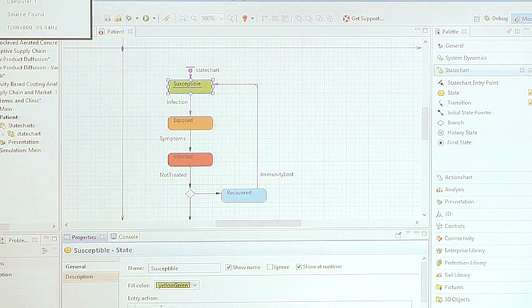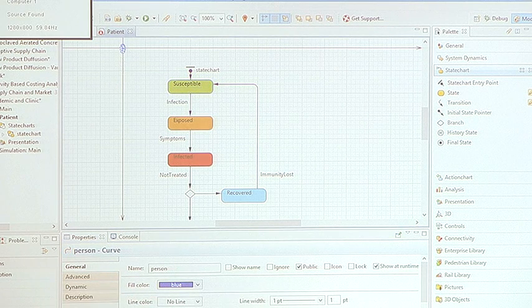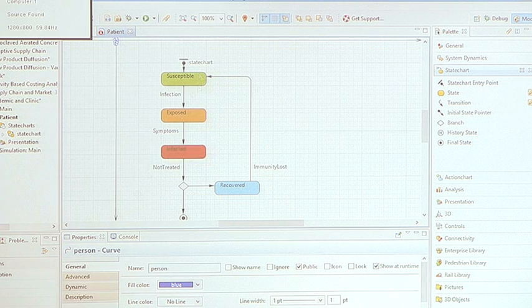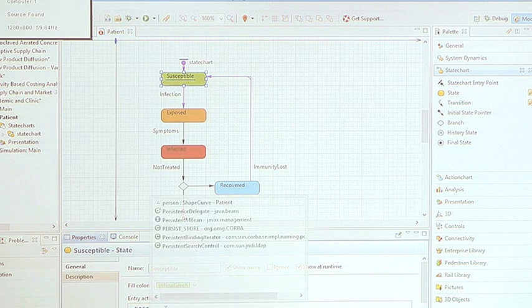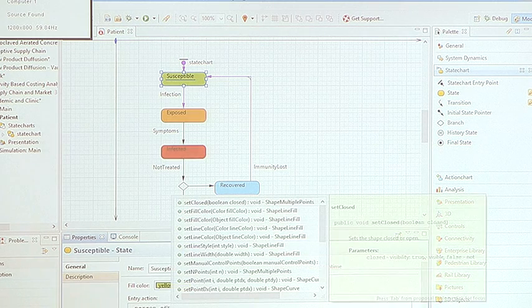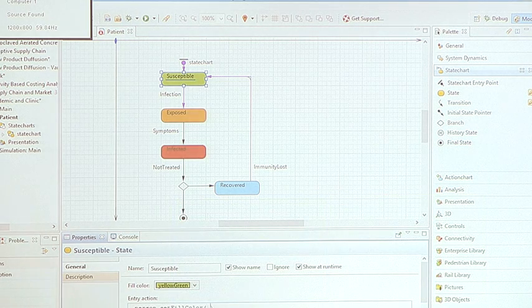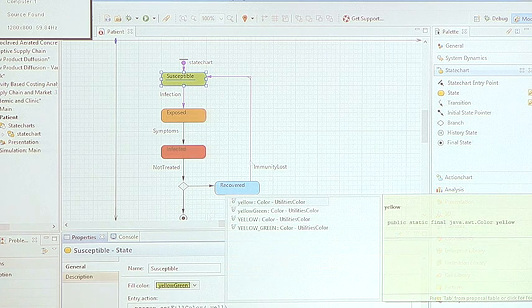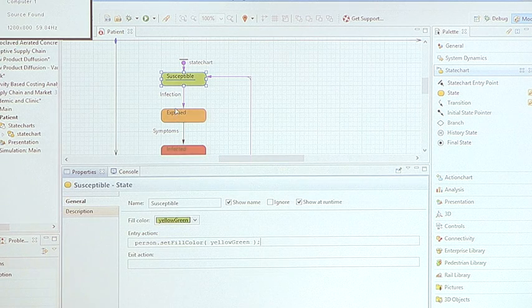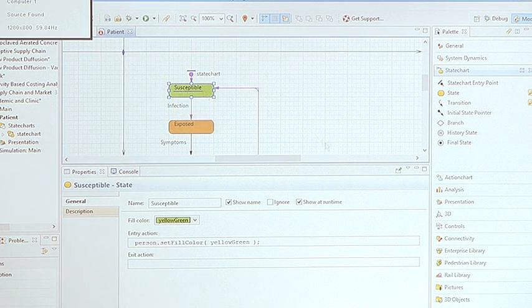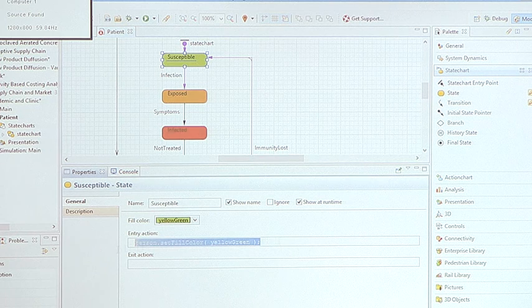So the person shape has name person. So here I will say person. Set fill color. What was it? Yellow-green. So once again, I'm using the simple Java insertions to program interaction between the, in this case, animation and the logic. So I'll copy this and use in the other states as well.